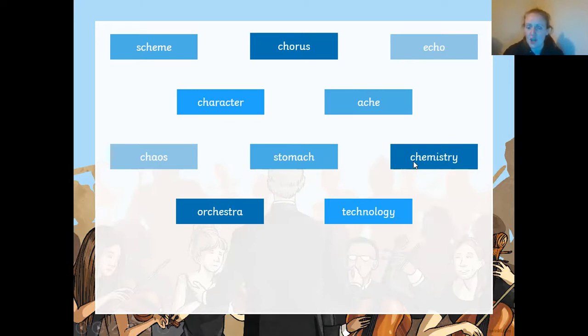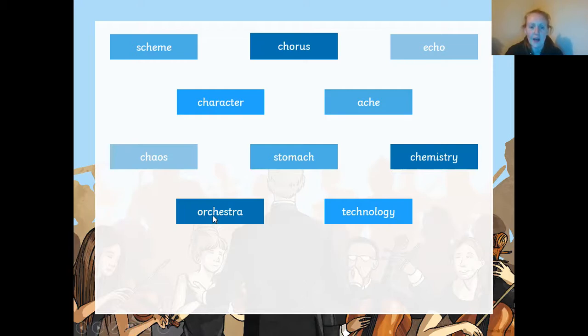Let's try this one. Chemistry. Chemistry. That's a subject that we do in science, when we're looking at different potions and different ways of mixing things. When you get to middle school, you do lots of work with chemistry. Well done.